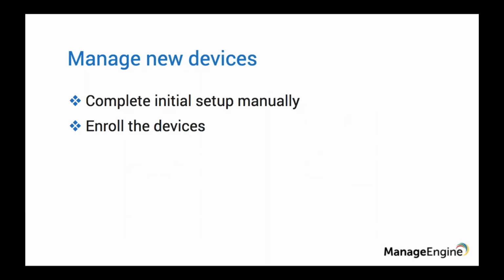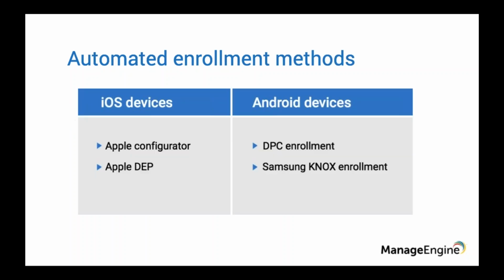So now, my organization has purchased 50 new devices, which are both iOS and Android, and they need to be managed as well. So if I want to use any of the previously mentioned methods for enrollment, I will first have to complete the initial setup steps manually, and then complete the enrollment process using these steps. This will be a tedious process because the initial setup steps also involve a lot of manual effort. So does Mobile Device Manager Plus have any automated enrollment methods which will ease this process for me?